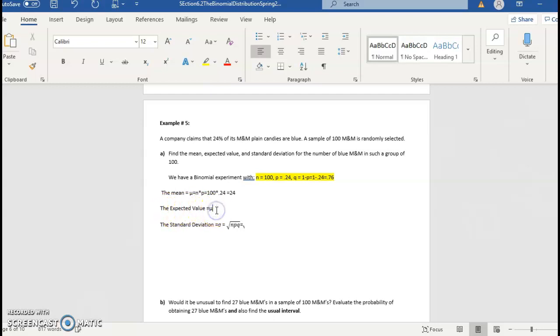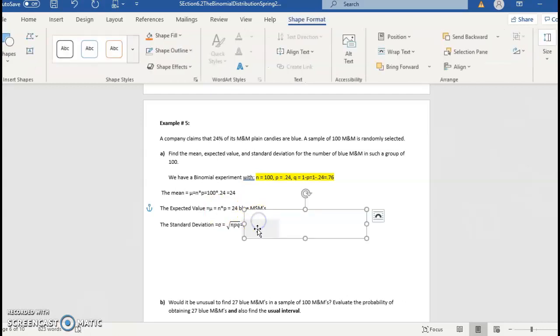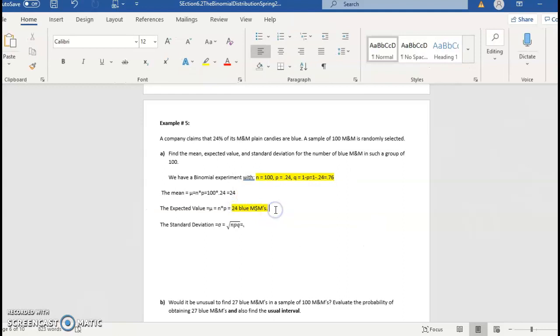If they want the expected value, it's also the mean, but with units. This is n times p, and we already found that that is 24. So in this case, the expected value is going to be 24 blue M&Ms. Remember that all expected values are the values of the mean rounded to the nearest integer, but they have to have units.